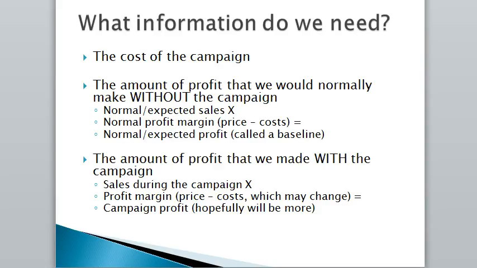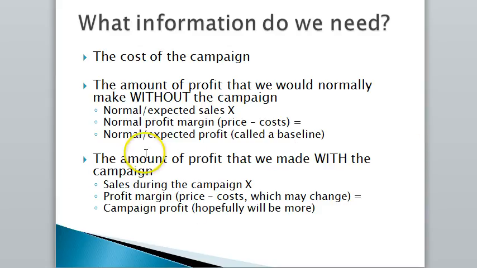So to work this out, we need three pieces of information. The first one is the campaign cost. The second one is the amount of money or profit we make without the campaign. That's simply what we would normally sell in that time period, multiplied by our profit margin, which is the difference between our price and our cost of the product. That will provide us with our expected profit without a campaign. In technical terms, that's called our baseline, and it becomes a point of comparison for the extra profit.